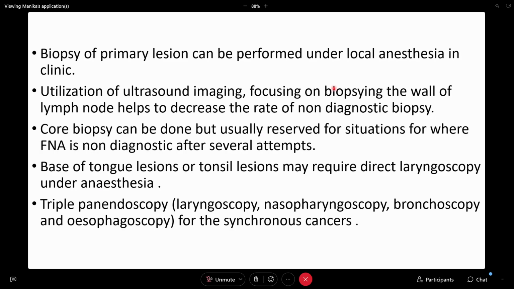Why is this relevant? So that there should be proper staging for the tonsillar tumors and for the proper management. Could you elaborate on the management part?